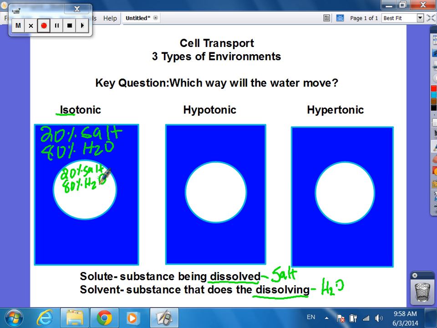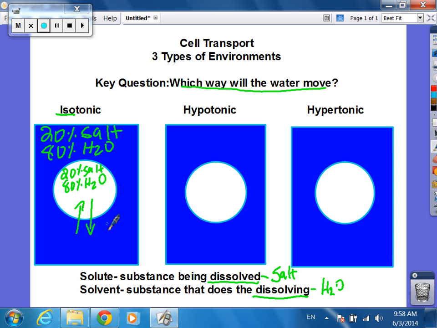Okay. And then the key question that is often asked is which way will the water move? So in this case, we're talking about osmosis. And we use arrows to represent that. In this case, it is a dynamic equilibrium. And so water will move in and out of the cell at equal rates.